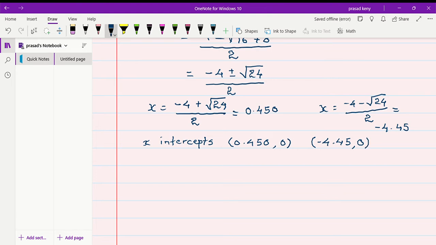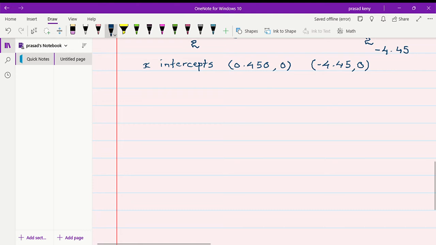Now, the next step is you want to find out the vertex or the turning point of this graph. So f(x) is equal to x square plus 4x minus 2. Now, we'll use the completing square method. So in this case, x square coefficient is 1. So take x square and 4x together.